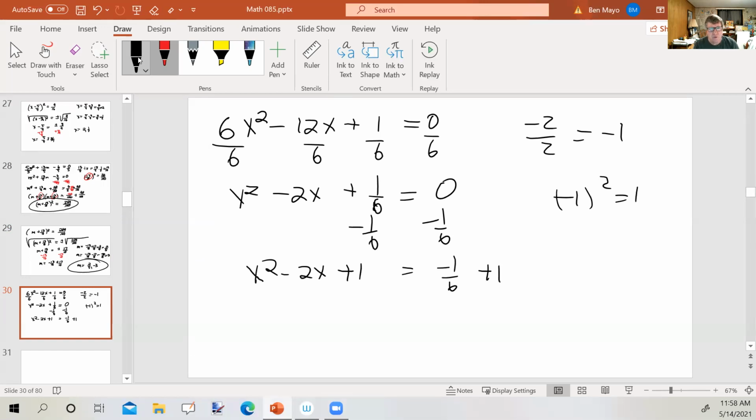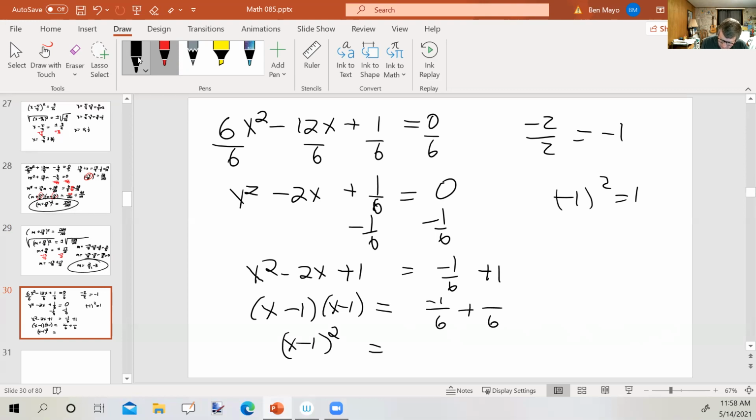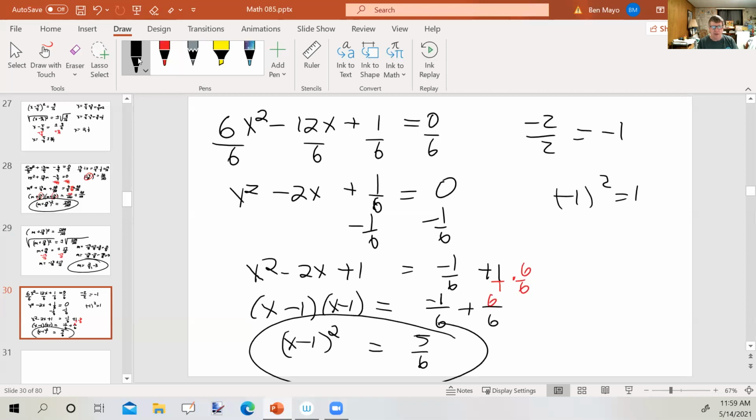When we've done that, we've completed the square on the left side of the equation. So now I can factor it into x minus 1 times x minus 1, or x minus 1, the quantity squared. On the right side of the equation, combining both terms, my least common denominator is 6. So I've got negative 1/6, and then I'm going to multiply 1 over 1 by 6 over 6. So I get negative 1/6 plus 6/6, which is 5/6. I'm going to take that and copy it on the next page.